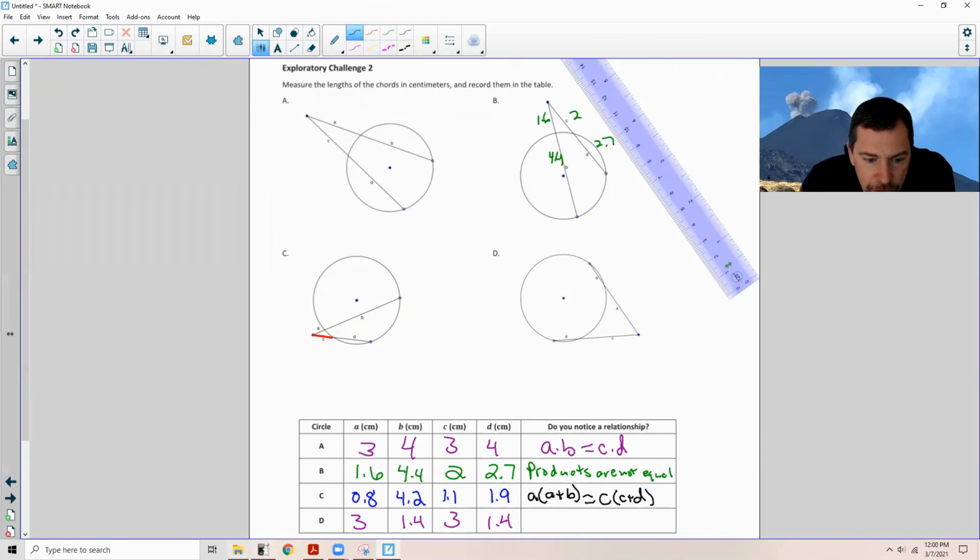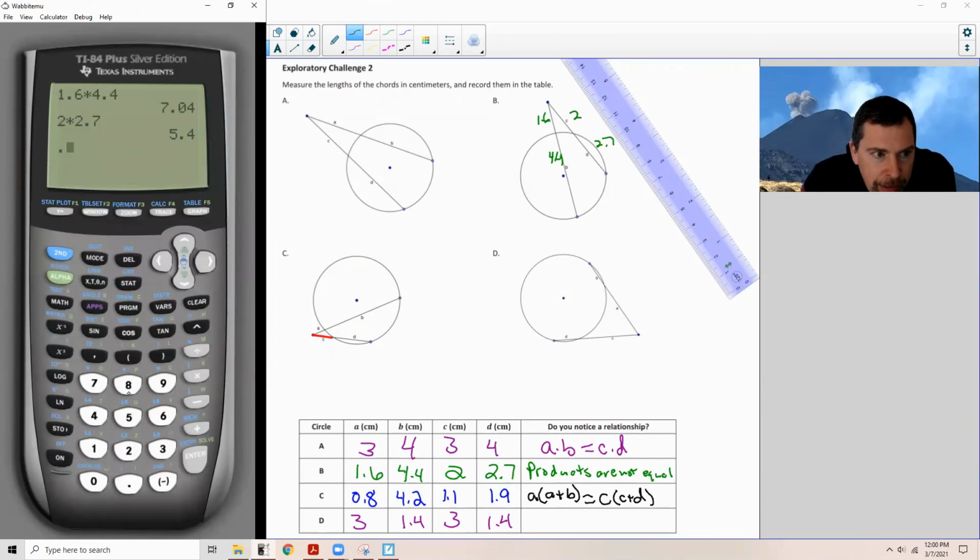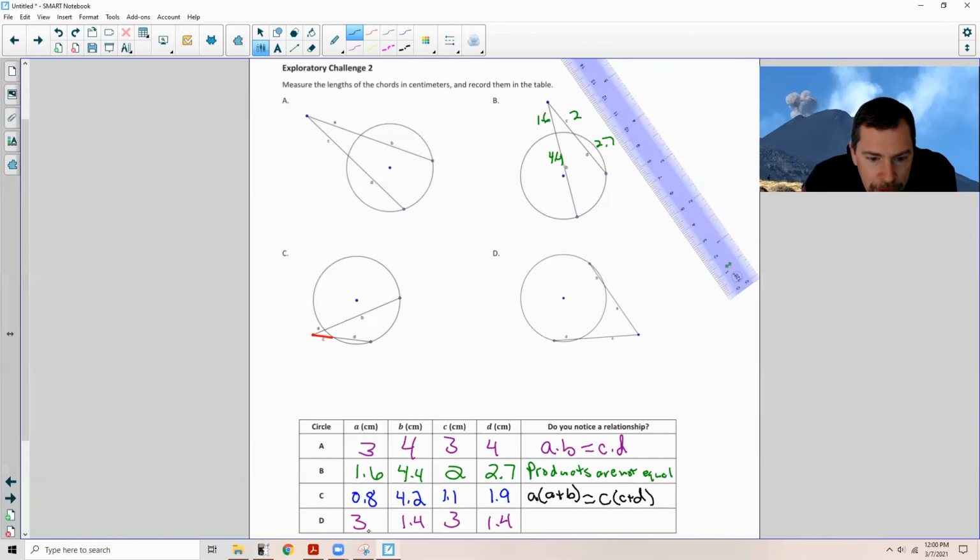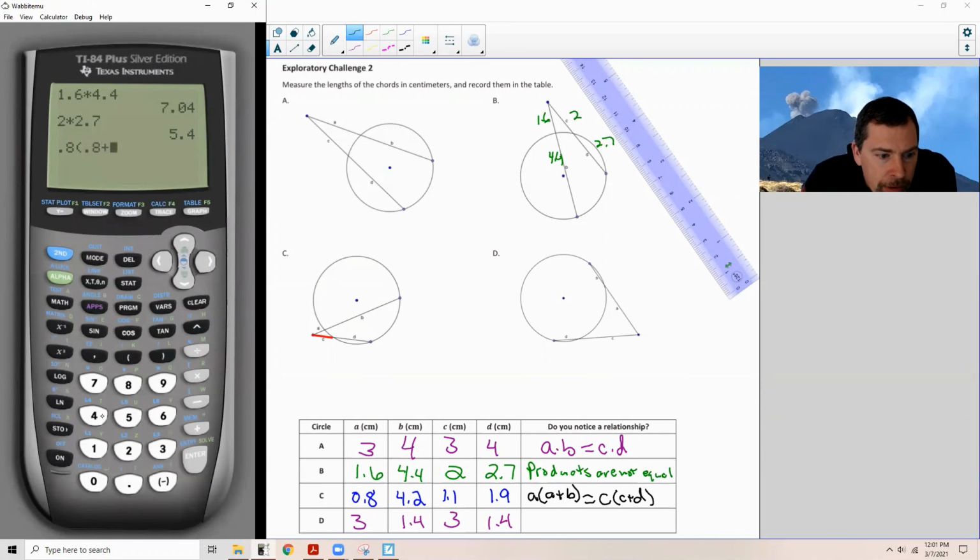So then if I take my calculator and check that, watch what's going to happen. A, which is 0.8, times 0.8 plus 4.2. Okay, so that's the outside times the outside plus the inside, and I hit enter and I get 4. I do the same with 1.1 and 1.9, so it'll be outside 1.1 parentheses 1.1 plus 1.9, and I get 3.3. Did I do that right? 1.1 times 3 is 3.3. 0.8 times 0.8 plus 4.2 is 4. Huh.